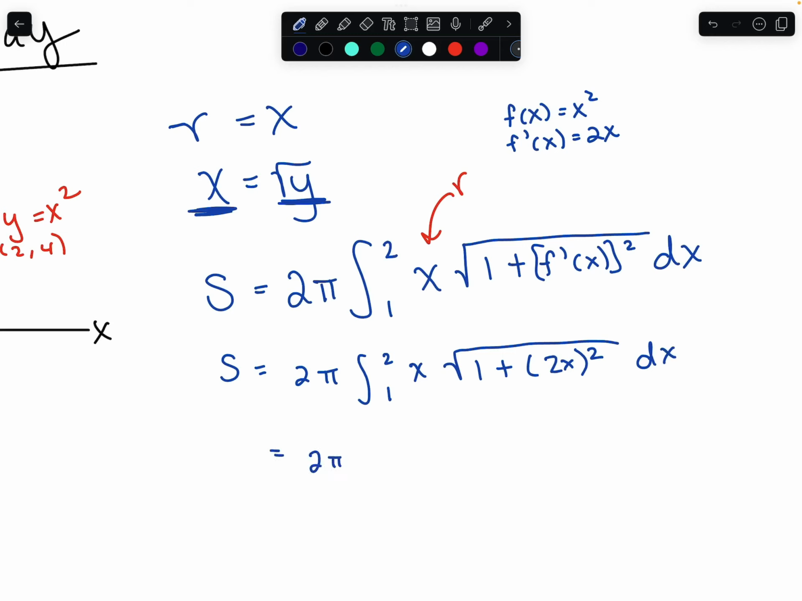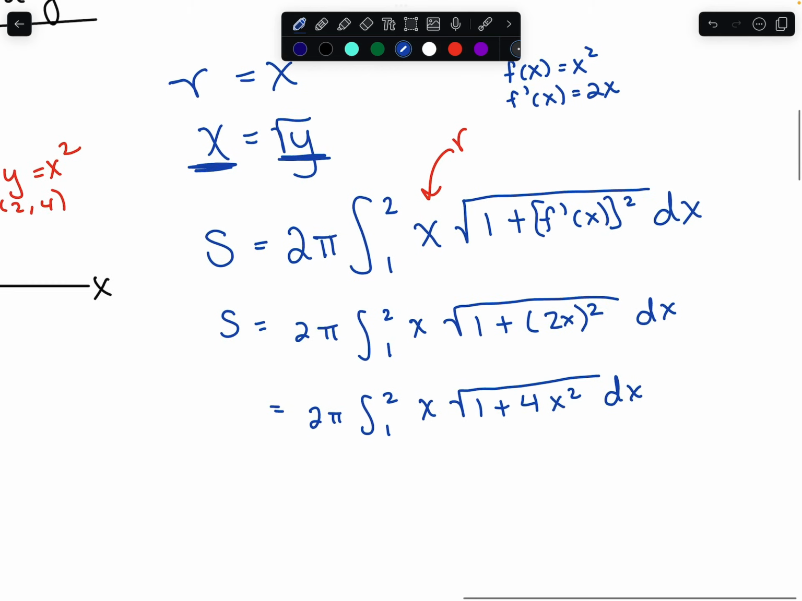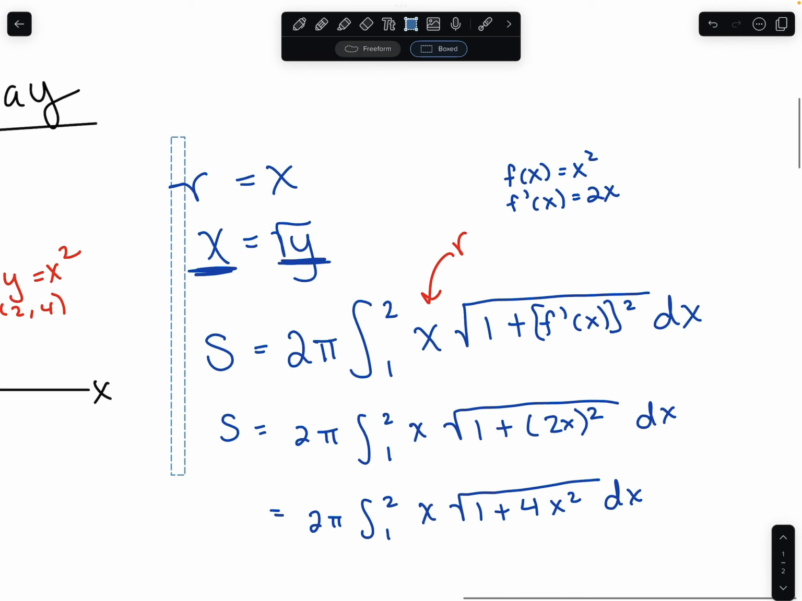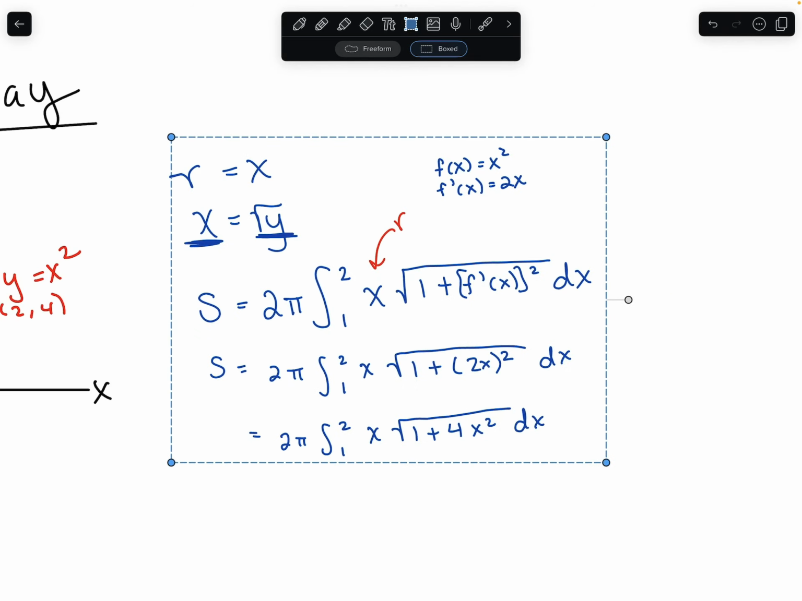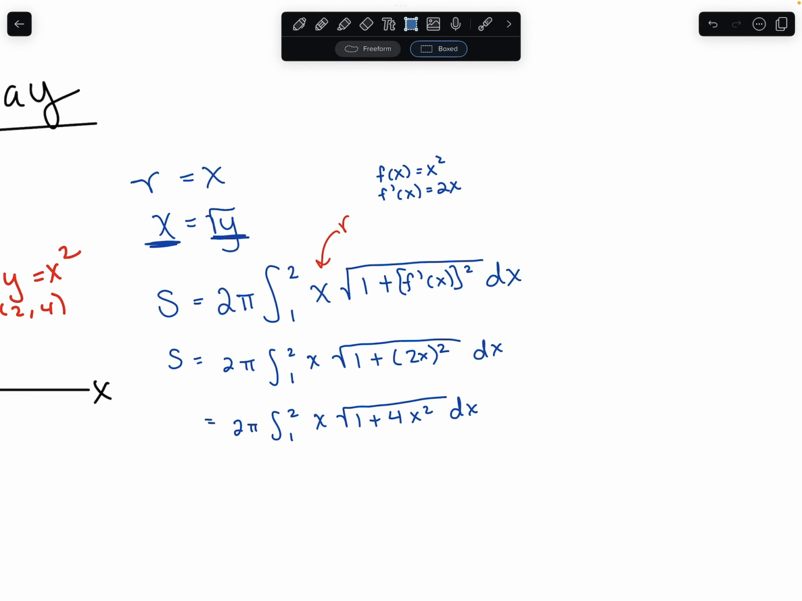I'm going to clean that up a little bit. We have 2 pi times the integral from 1 to 2 of x square root of 1 plus 4x squared dx. Now, notice that we cannot simplify, but the derivative of one thing equals the other. Therefore, we are able to use u substitution. And I'm just going to give myself a little bit of room. I'm writing way too big.